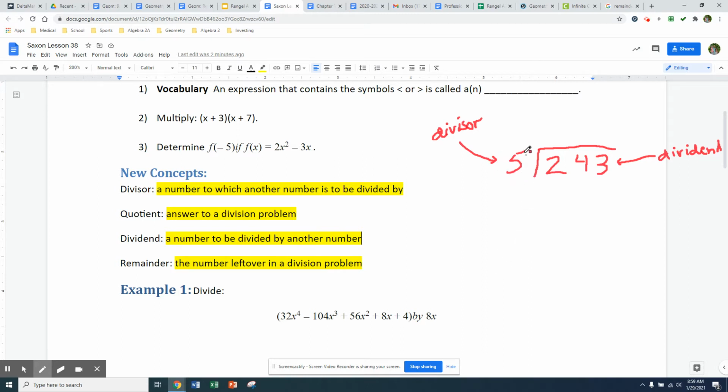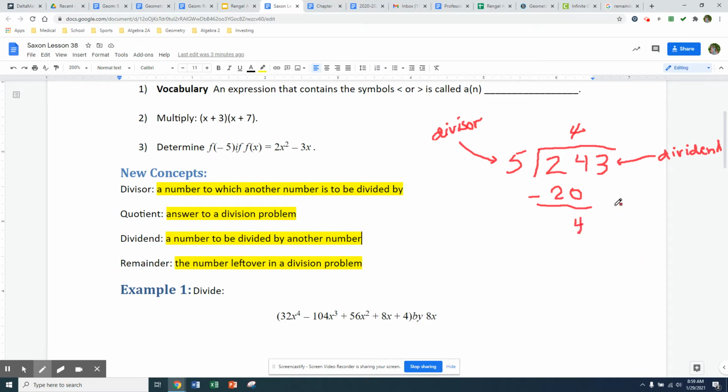So we have this 5 out here. We check first how many times does 5 go into 2. It doesn't go into 2, so we move to our next piece. How many times does 5 go into 24? That's going to go in 4 times to make 20. Then we do our subtraction. We get 4. And then we complete our first cycle.